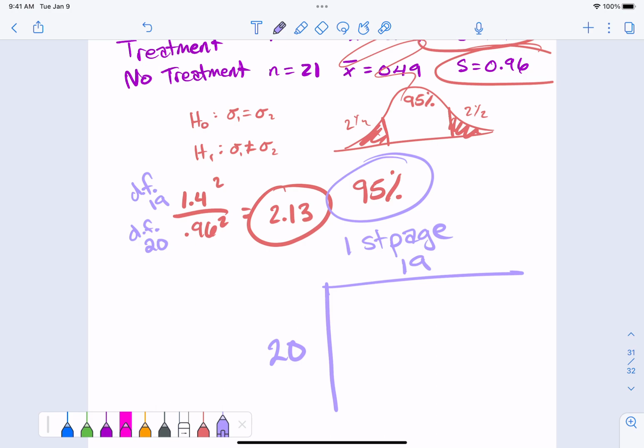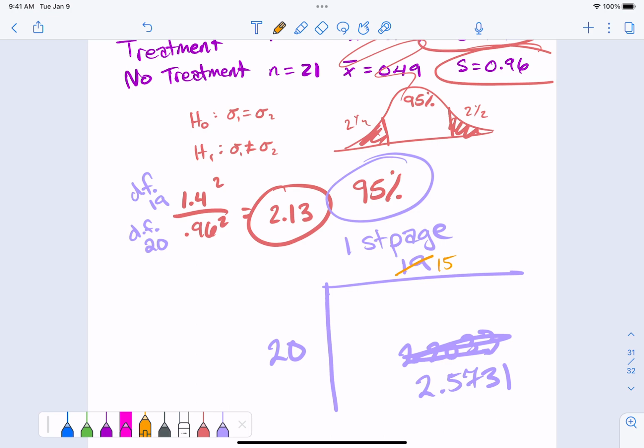Use 15 then? So 15 over 20? 2.5731. Yeah, I got 2.5731. We don't have a 19, so we use 15 on the top, the numerator, and 20 on the side, the denominator. You want to be on the first page for 95%.